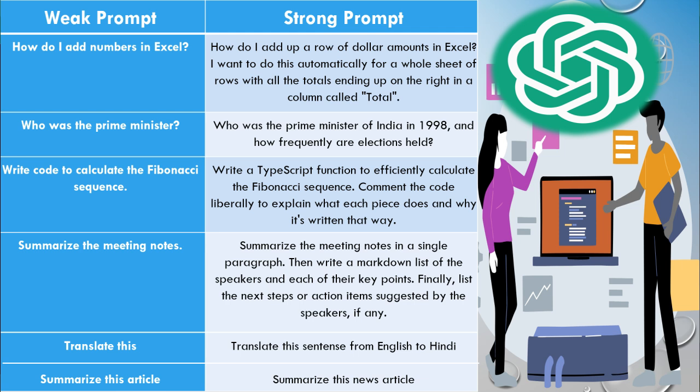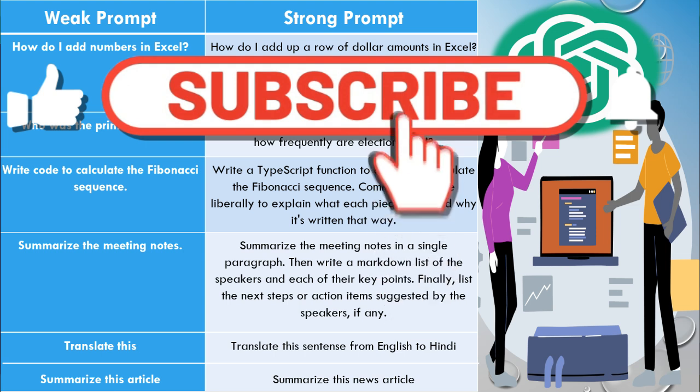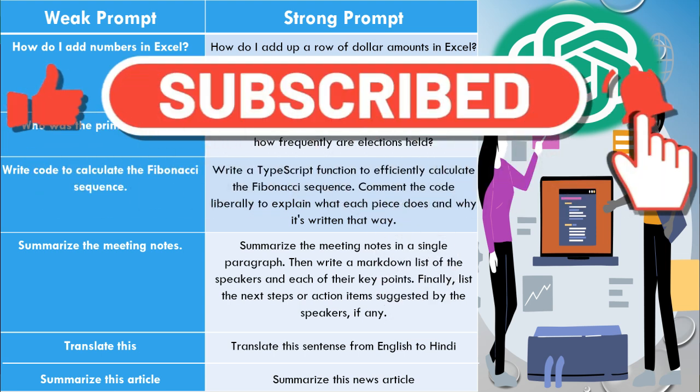Summarize the meeting notes. So this is an example of a weak prompt. Instead of this, we should say, summarize the meeting notes in a single paragraph. Then write a markdown list of speakers and each of their key points. Finally, list the next steps or action items suggested by the speakers, if any. So this is how we can design our prompt and how we can differentiate a weak prompt from a strong prompt.